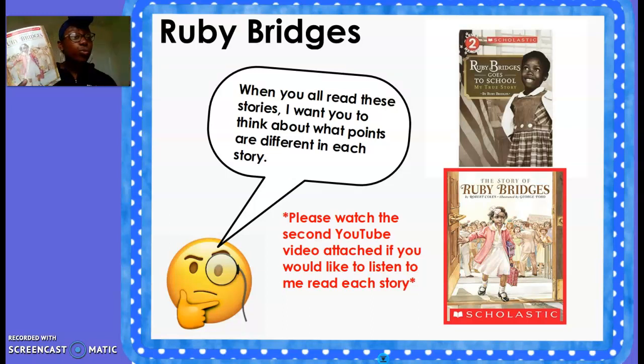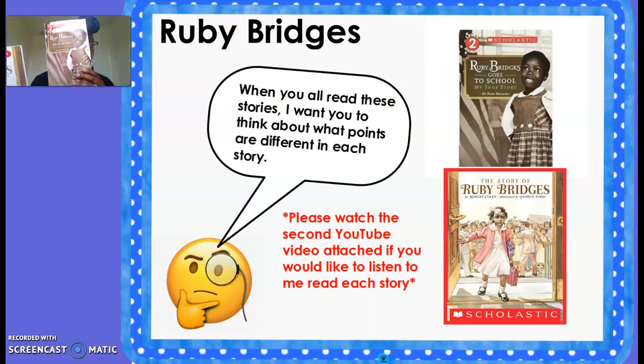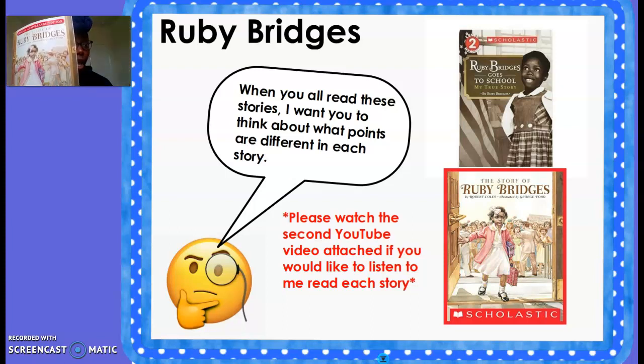So I know right off the start, before even reading these stories, that yes, they're both going to be talking about Ruby Bridges and her experience at William Frantz Elementary School. But you need to be searching for something unique in each story. What does this story talk about that's not in this story? Or what does this story talk about that's not in this story?